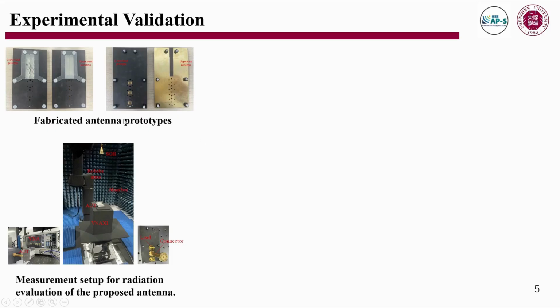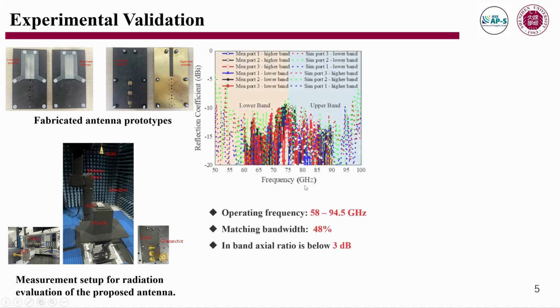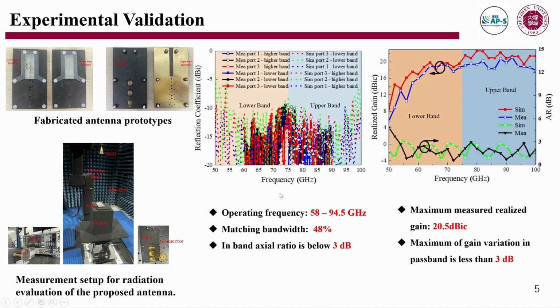Herein, we designed 2 prototypes for validating performance of the whole antenna. The structures of the 2 prototypes are the same except the feeding networks. From the measured results, we can obtain that the operating frequency is from 58 to 94.5 GHz. The matching bandwidth of it is around 48%, with in-band AR below 3 dB.